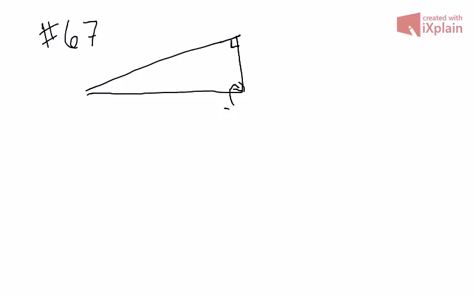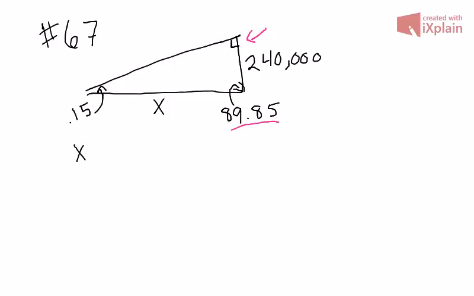All right. So the last problem here for number 62, or for 6.2, is number 67. So I set up the problem here, and we have the sun on the left hand side, and we know that this angle is a right angle right here. And then they told us that this angle is 89.85. And then they also told us that the distance from the Earth to the moon is 240,000. So that's why I've labeled that there. And then they tell us, what else do they tell us? That's about it.